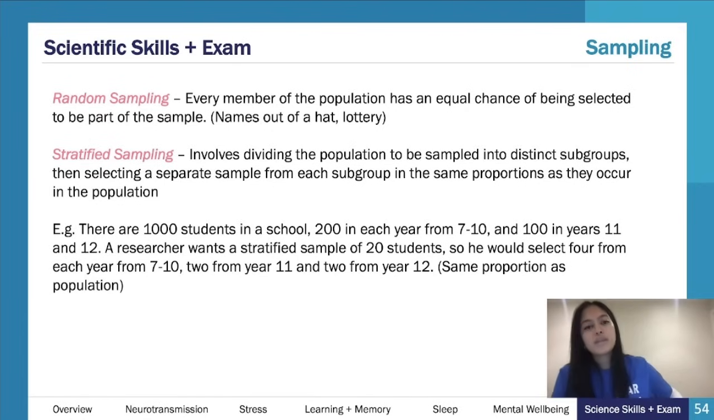Random sampling is that everybody in the population has an equal chance of being selected. Stratified is where I'm choosing the number of people in accordance with their proportions in the group. So if in the population of Victorians I've got double the amount of 50-year-olds as 60-year-olds, in my sample I'm going to have double the amount of 50-year-olds as I do 60-year-olds.